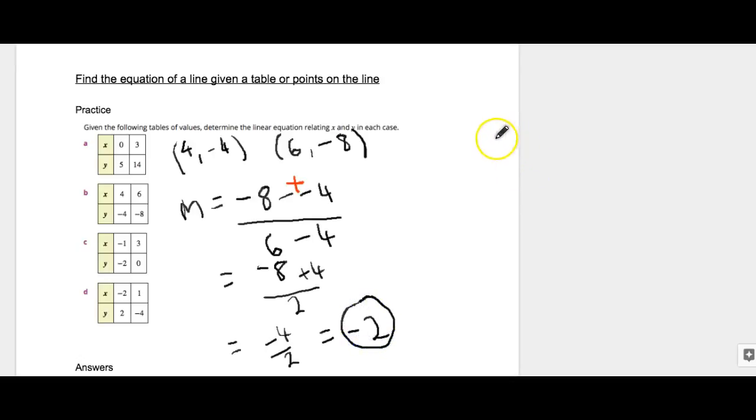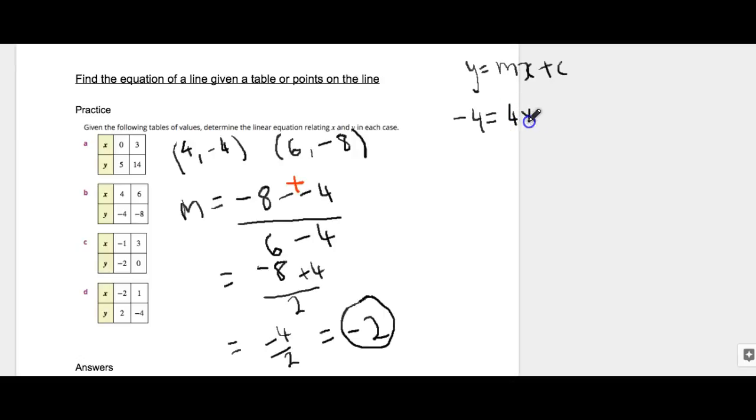Okay, now like we did before, we need to find the y-intercept because the equation of the straight line is y equals mx plus c. Remember, x and y can be taken from either point. So I can use 4, -4, or I can use 6, -8. I'm just going to use 4, -4, because you'll get the same answer.